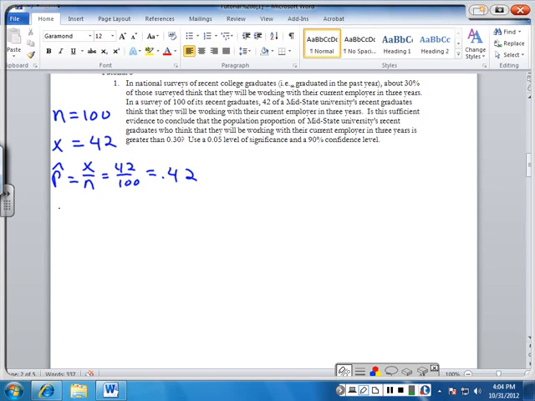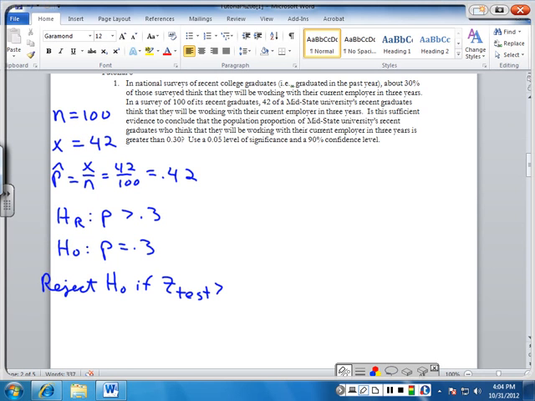Can we conclude that the population proportion is greater than 0.3? H0: p equals 0.3. Hopefully this is all seeming not that different than what we've already done. We're going to reject H0 if z-test is greater than, with alpha 0.05 and a one-tailed test, that's greater than 1.645.